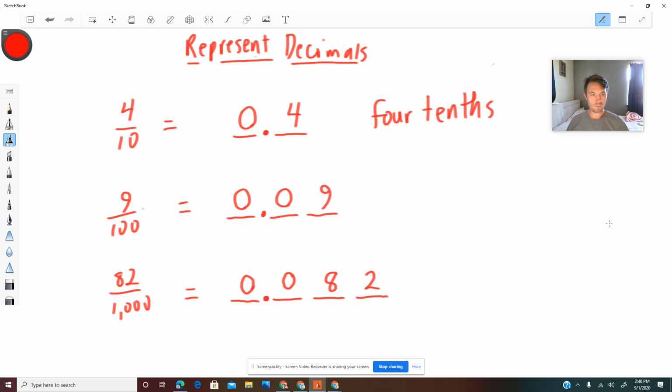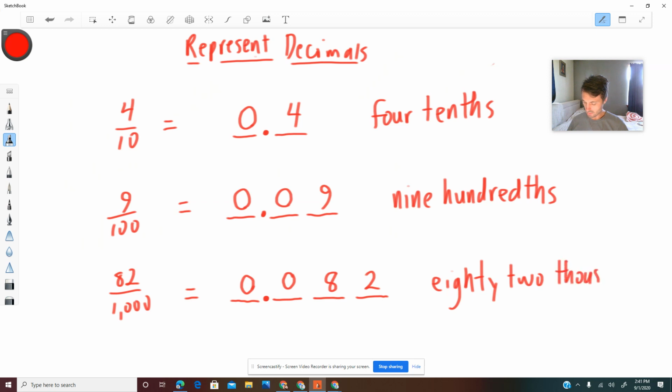This is 9 hundredths. Whether it's written like this or like this, we say it the same way, 9 hundredths. So that's how we write it, 9 hundredths. This is 82 thousandths. Whether it's written in fraction form or in decimal form, we say it the same way, 82 thousandths. So that's what we write, 82 thousandths. Okay, that's today's lesson. Today's lesson is on representing decimals by changing base 10 fractions into decimal numbers.